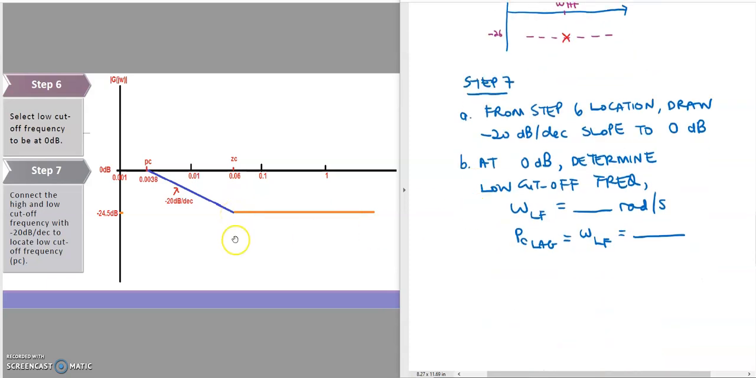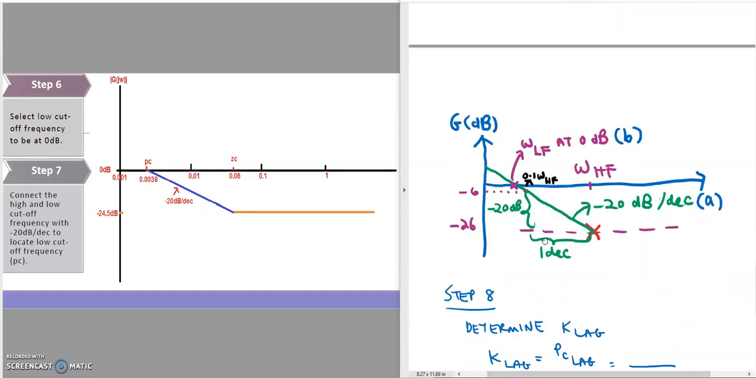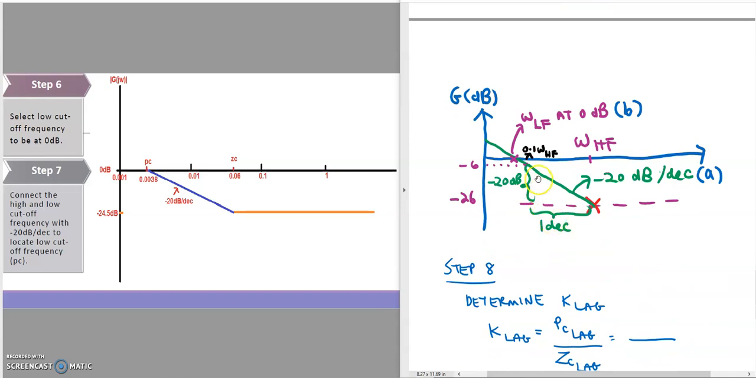So in step 7, based on this location, draw a negative 20 dB per decade slope to 0 dB. Draw this negative 20 dB per decade until it crosses the 0 dB value. The crossing point between this negative 20 dB per decade slope and 0 dB is actually your low cutoff frequency in radian per second, where this value is the pole compensator for the lag compensator. So in this case, the PC and low cutoff frequency is 0.0038. So this is the diagram, how to draw the 0 dB slope.